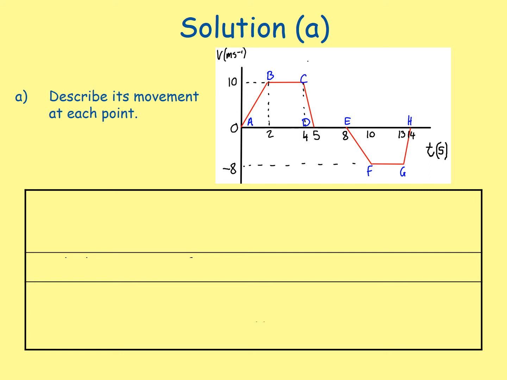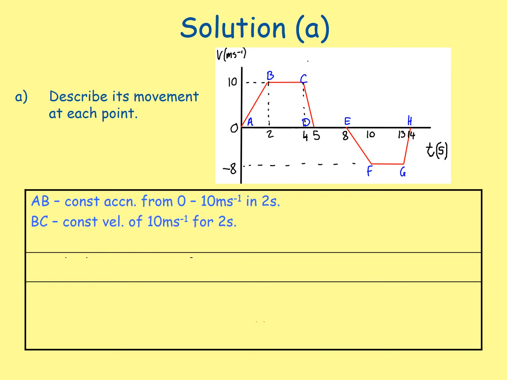So let's look at between A and B first. We have a constant acceleration from 0 to 10 meters per second in 2 seconds. We want to be really specific, so we need to include the start and end velocities and how much time passes. Between B and C, we have a constant velocity of 10 meters per second for 2 seconds. And between C and D, we have a constant deceleration from 10 to 0 meters per second in 1 second.